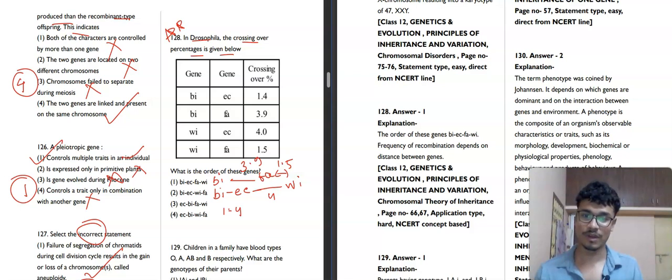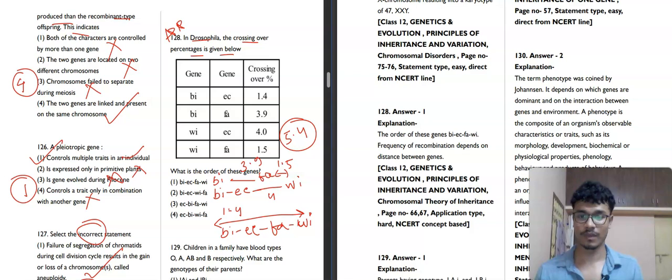So 5.4. This is the total distance actually, and you can just cut the parts. So the combination will be PIEC, then FA, then WI. This is a more complex one, but you can solve this in this way.